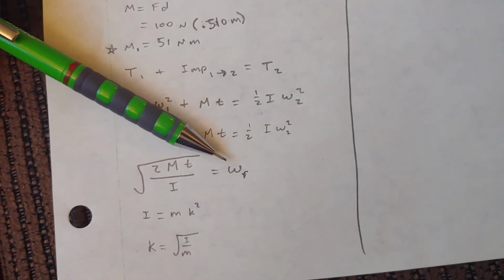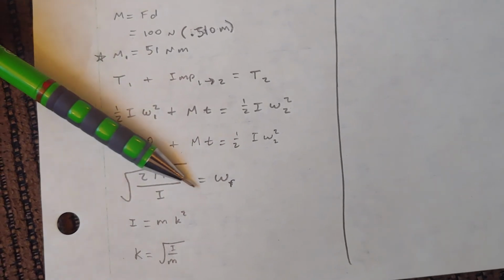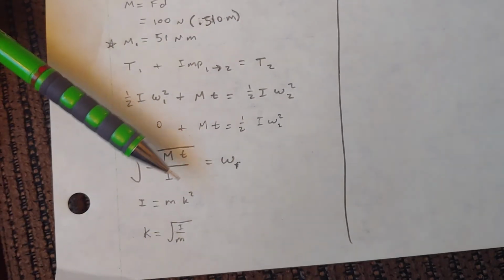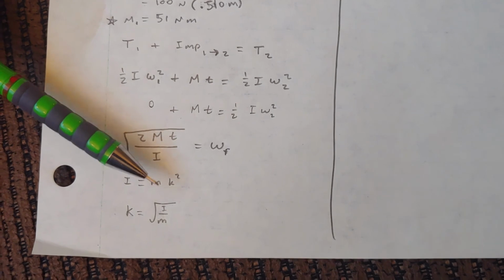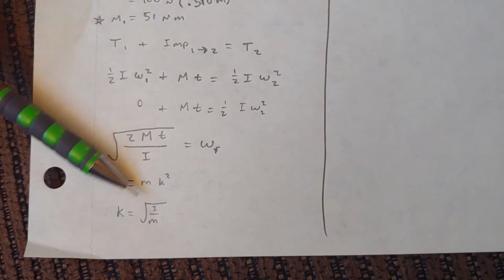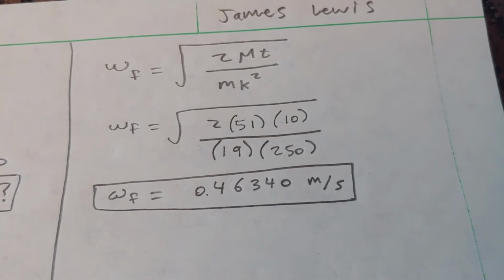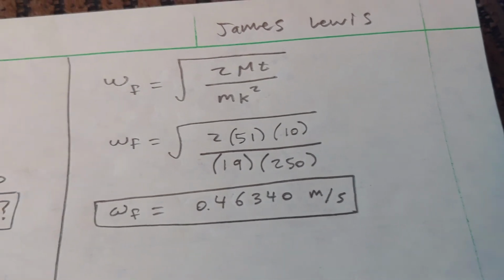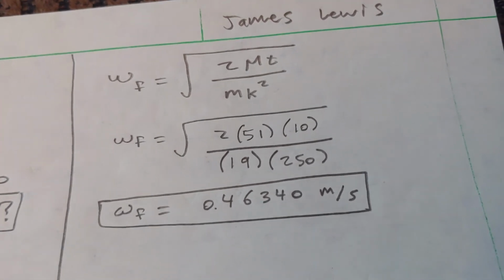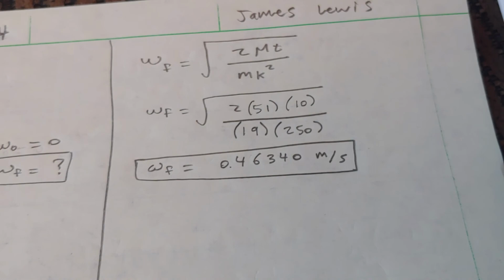And then after reorganizing this so that we can get the angular velocity on the outside, we have 2 times the moment times time over the inertia equals the final angular velocity squared. Since we aren't given an inertia, we have to figure that out from the radius of gyration, which is our mass times radius of gyration squared. K equals the square root of I over m. And then we have our final angular velocity equals the square root of 2 times the moment times time divided by the mass times the radius of gyration squared. Plug in all of our numbers, and our final angular velocity is 0.46340 meters per second.